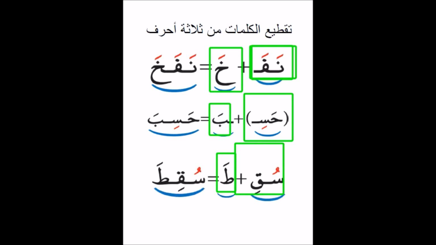Hasi, hasiba. Suqi, suqita. An incorrect way would be na, fa, kha. No, this is incorrect. We want at least 2 letters at a time and just adding on the last letter.